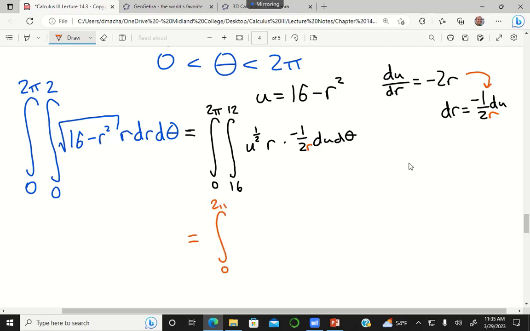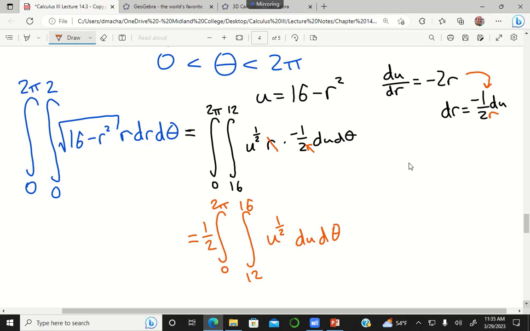So this is going to be the integral from 0 to 2 pi. I'm going to take out this constant 1/2, since that is a constant multiplying everything. The r's are going to cancel. And then instead of having a negative here, I don't like how the bounds of integration are 16 to 12. I would rather have my bounds of integration be 12 to 16. But you remember if you flip the upper and lower bounds of integration, you just make it negative. So I'm going to get rid of the negative and then flip my bounds of integration. And then this is going to be u to the 1/2 power du d theta.